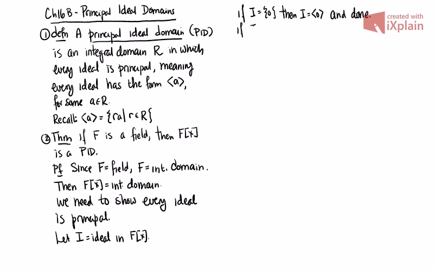So if I is not 0, what I'm going to do is pick a non-zero polynomial g(x) in I that has minimal degree. Now this technically exists by well ordering, but we don't need to be formal. We could just sort of say, look at all the things that are in I, pick something that has the smallest possible degree that's not the 0 polynomial.